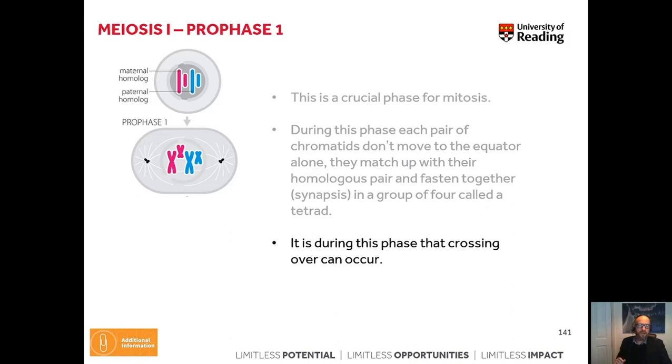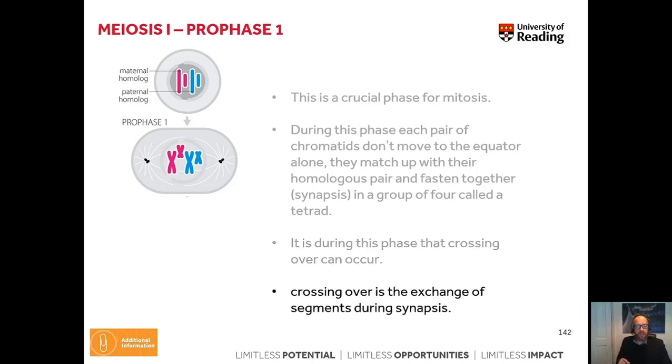It is during this phase that crossing over can occur, because homologous chromosomes are actually quite close to each other, and genetic material can be swapped between those chromosomes, and we call this process crossing over. This is the exchange of segments.